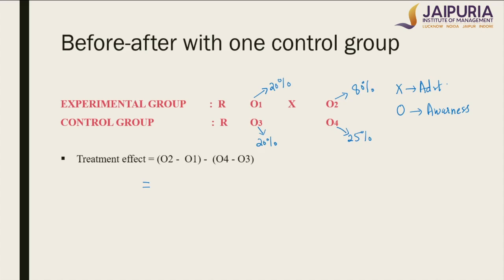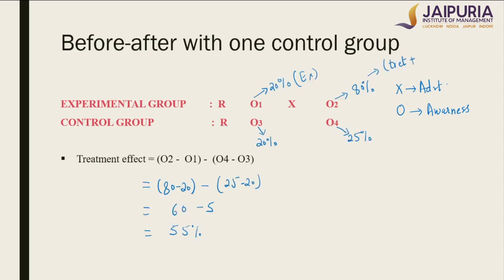25%. Okay. Now in this case, the treatment effect is calculated by taking the subtraction of O2 minus O1, that is 80 minus 20, minus 25 minus 20, which is 60 minus 5, which is 55%. So that means again this advertisement is not 80% effective, it is 55% effective. So here this value is affected by the extraneous variable, and this value 80%, it is affected by treatment.